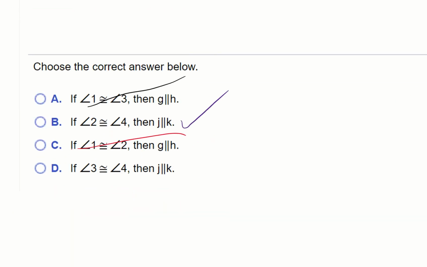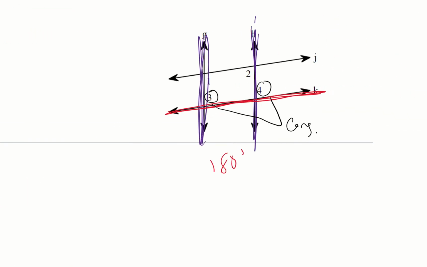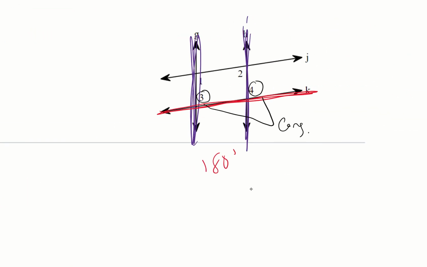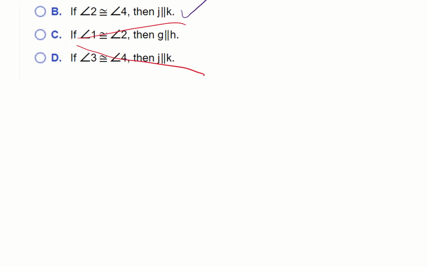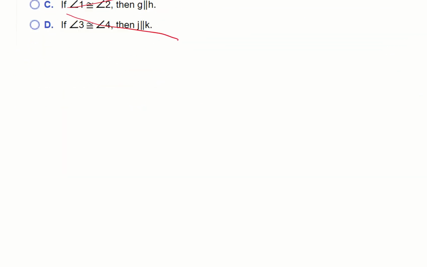However, does that indicate that J is parallel to K? That is incorrect. That indicates that G is parallel to H. The fact that these are congruent only indicates that G is parallel to H. It has nothing to do with J and K, because if you think about it, it doesn't even involve the line J in the example. J is not even involved in angles 3 and 4. So that is not true. So just to show you the reasoning for why those other ones are not true.